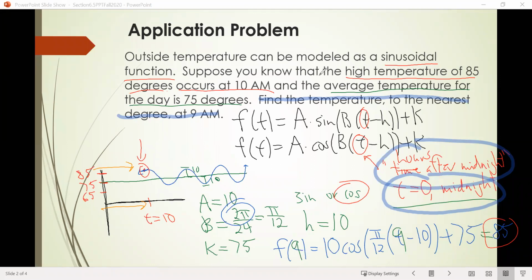Actually, the 84.659 makes sense, right? Because 9 a.m. is before the max. We know the max happens at 10 a.m., so we should be pretty close to that.